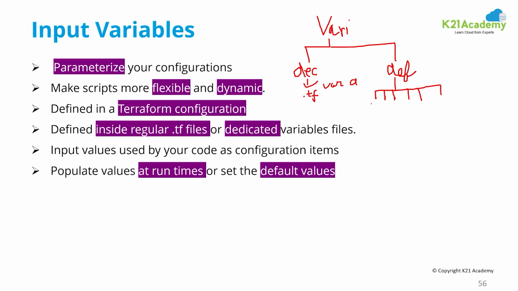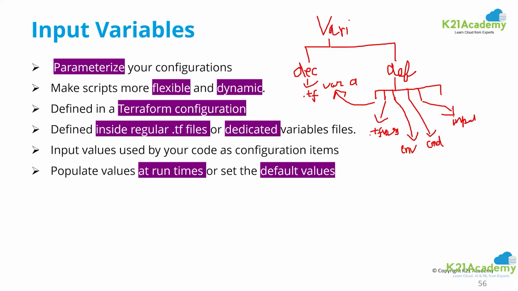You can put the value directly into the same .tf file itself. You can create a separate file called .tfvars. That's another way. Or you can use environment variables. Or you can pass it from the command line at runtime. Or you can even take an input from the user. So I have told you 5 ways: 1, 2, 3, 4, 5. These are 5 ways in which we can pass the value of these variables.